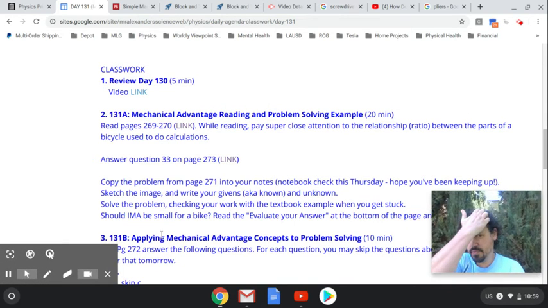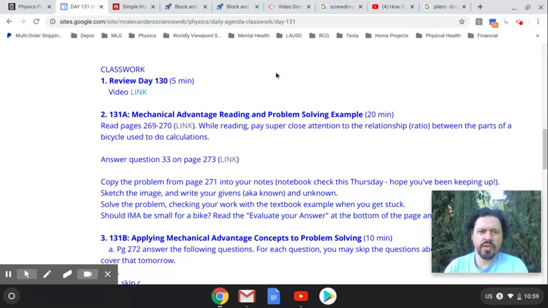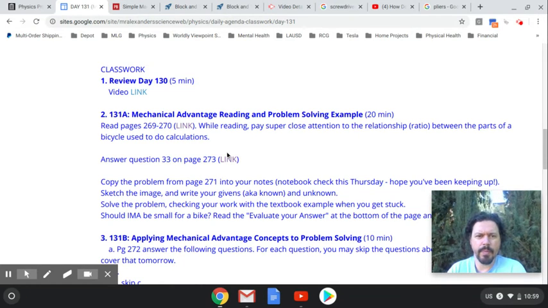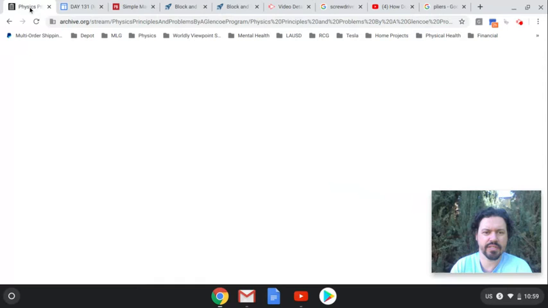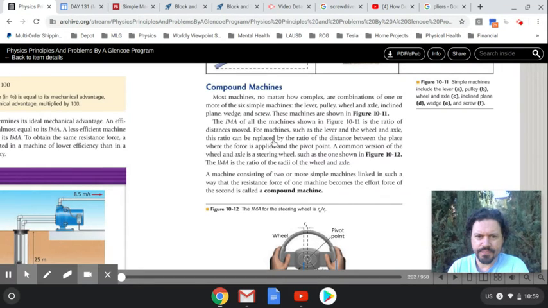Okay, here we go. Classwork time. So, I'm asking you in the reading to pay really close attention to the ratio between the parts of a bicycle that they talk about to do calculations. Let's take a look at that right now.